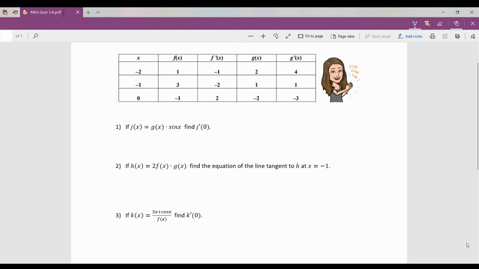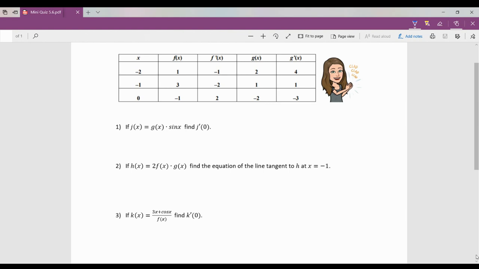All right, so we're going to go through the mini quiz from 5-6, and it is as follows. We have a chart with the functions' values and then the derivative values at certain x values, and then we're given certain quantities and equations that we want to find the derivative of.